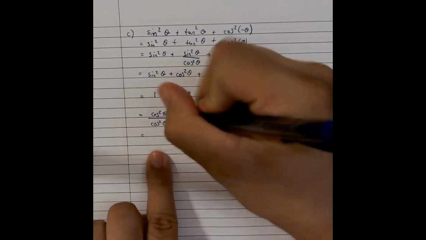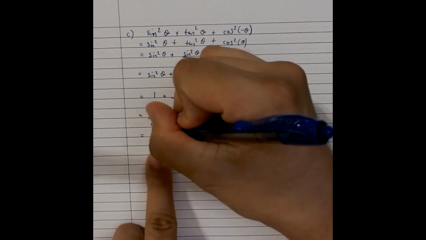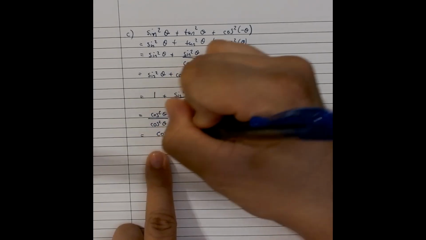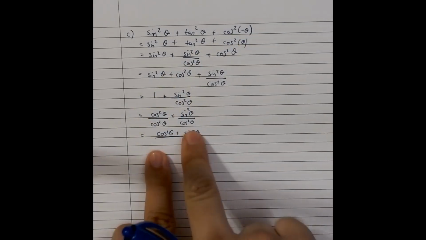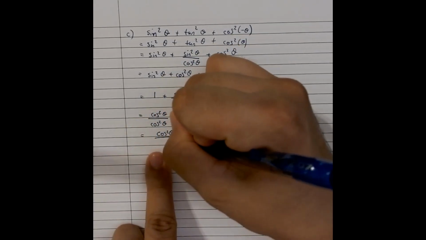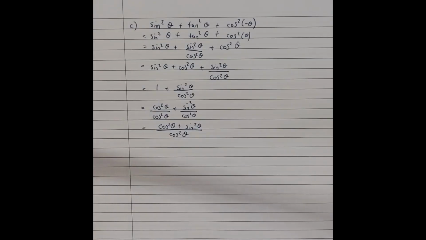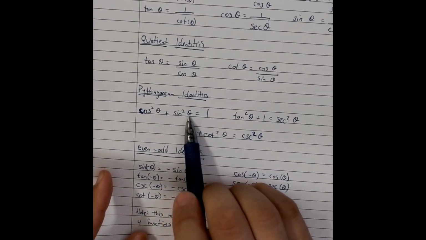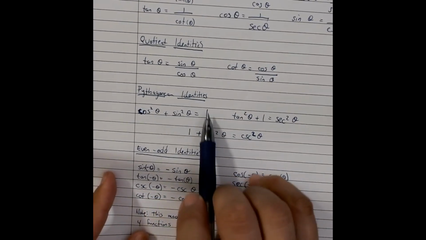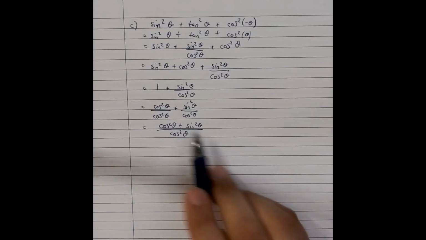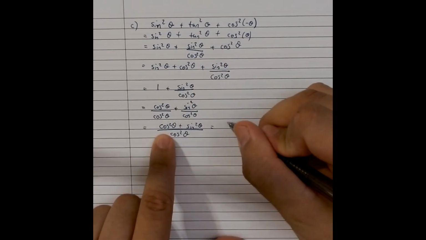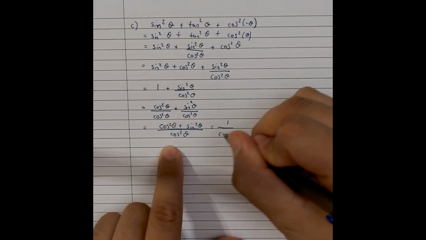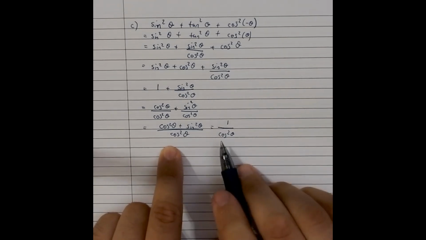So this will give me cosine squared of theta plus sine squared of theta in my numerator over cosine squared of theta in my denominator. Oh, but that's the Pythagorean identity again, because after all, cosine squared of theta plus sine squared of theta in either order equals 1. And that's what that numerator is. So I can now write this as 1 in my numerator over cosine squared of theta in my denominator.